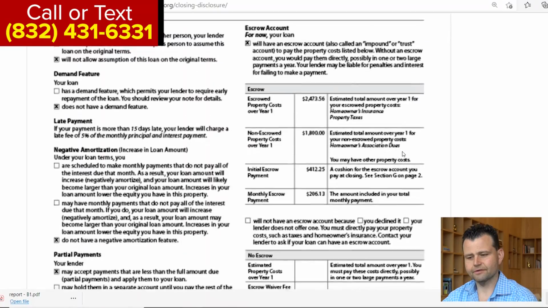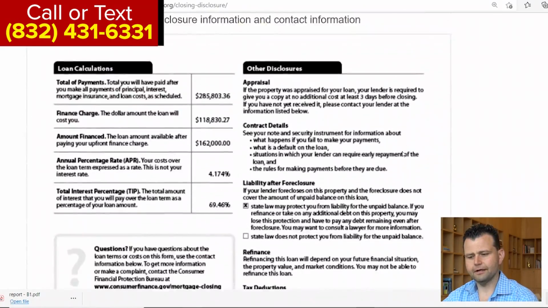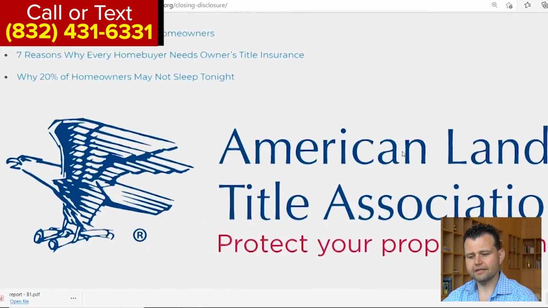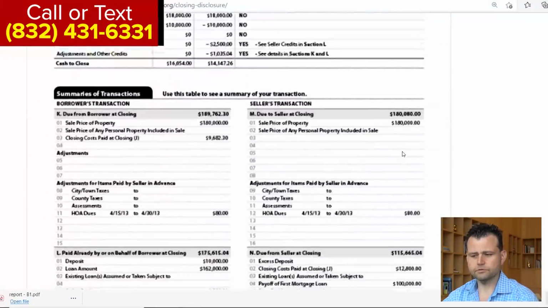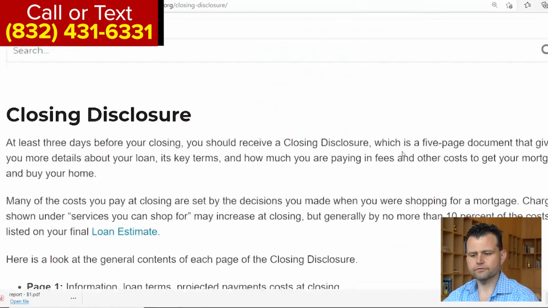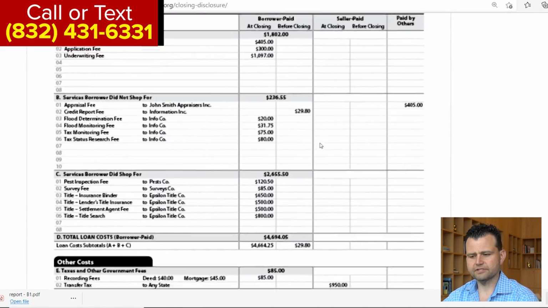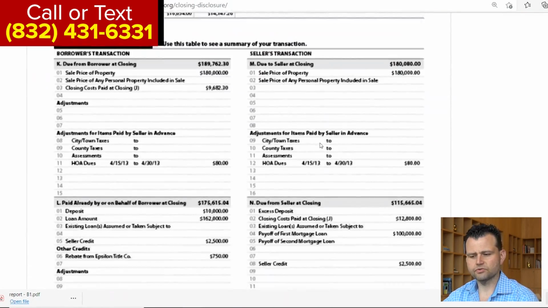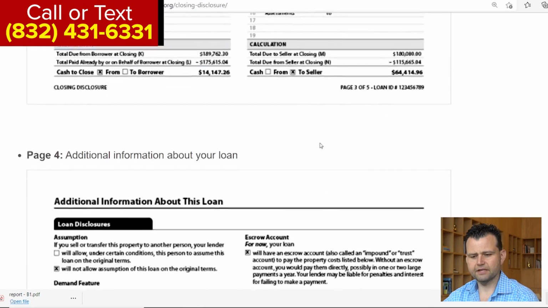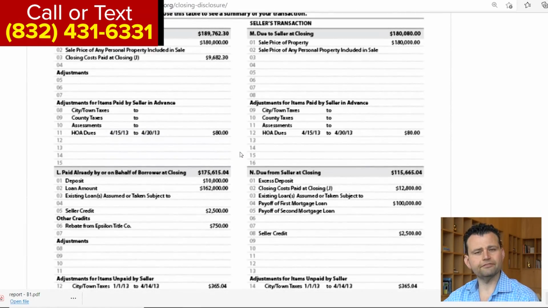This last page is not really anything pertinent, and neither is this final page. The key to the closing disclosure is the first few pages: obviously page 1, and I would say page 2, and then page 3. The rest, page 4 and 5, is just fluff in my opinion. But those first 3 pages are very important, and you want to make sure that you understand how to read them and how to interpret them. You can come back to this video.